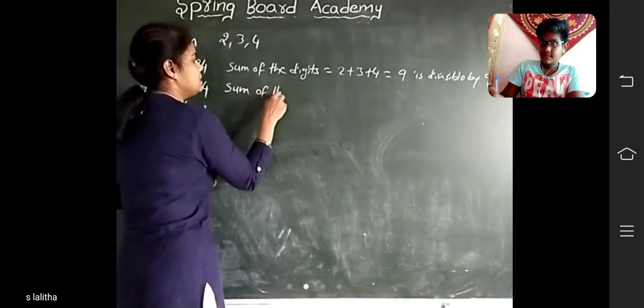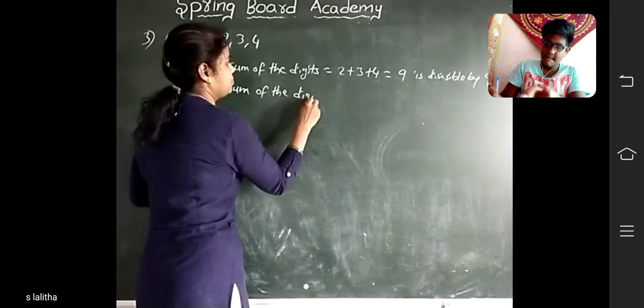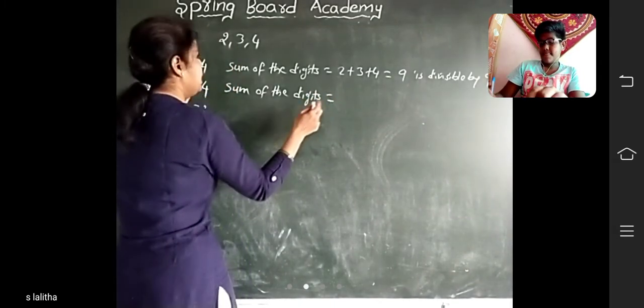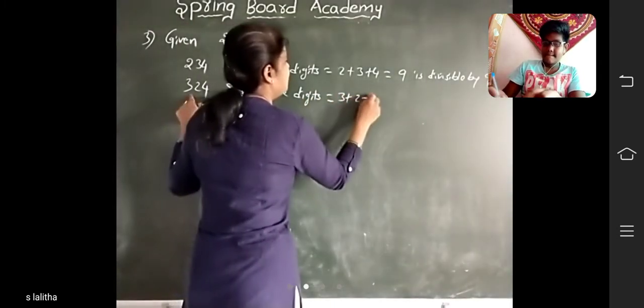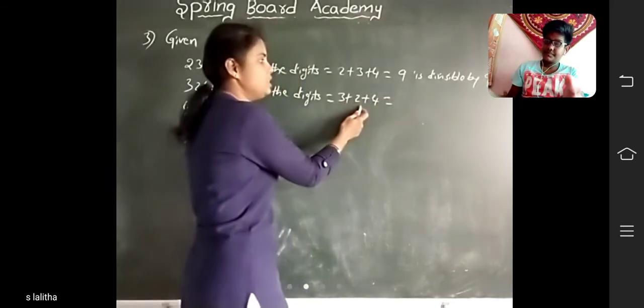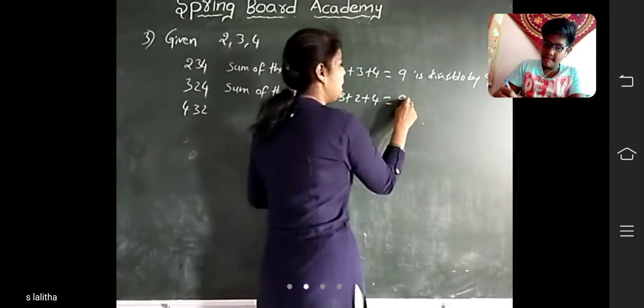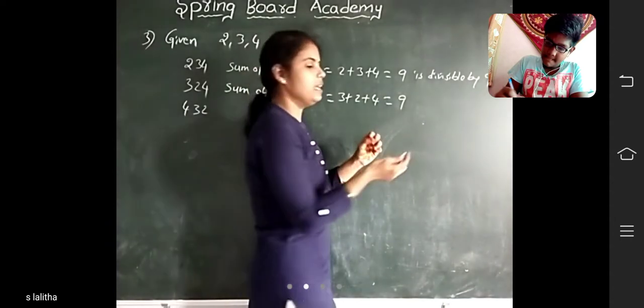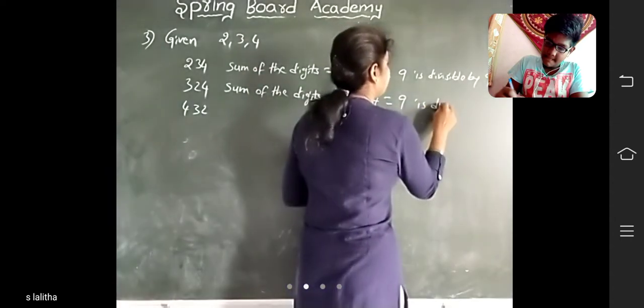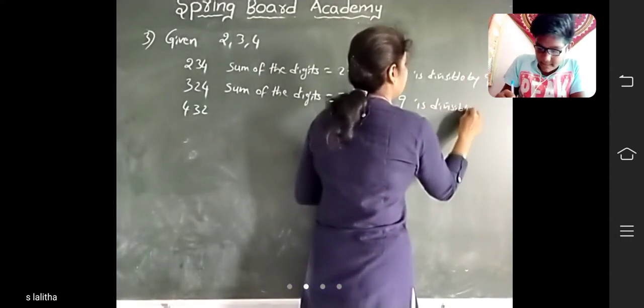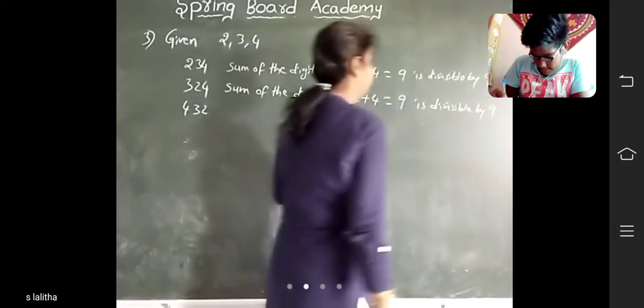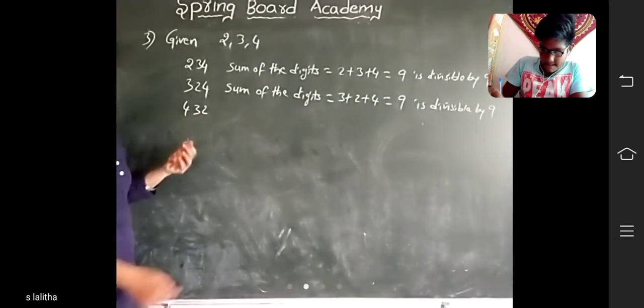Next, this one also. Sum of the digits equals 3 plus 2 plus 4. How much? 3 plus 2, 5. 5 plus 4, 9. Same answer. It is divisible by 9. So 324 is divisible by 9.